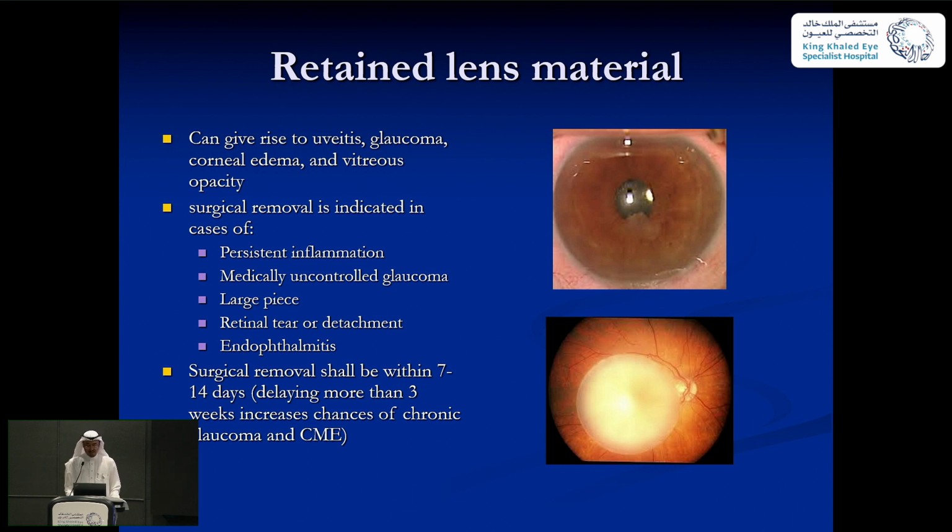you can just observe. If there is a retinal tear or detachment, you have to go in and evacuate this retained fragment, or in endophthalmitis, for example. Surgical removal should be within 7 to 14 days. If you postpone it more than 14 days, this can give rise to chronic glaucoma or CME.